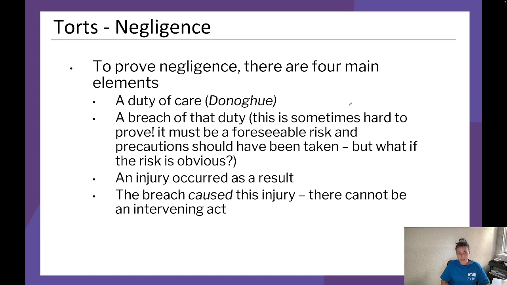But the alternative is there can't be a novus actus interveniens, an intervening act. So, as I said, if there is some type of freak storm, that's probably an intervening act. It breaks the chain of causation and the breach can no longer be connected to the injury that occurs.